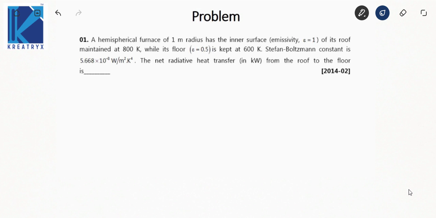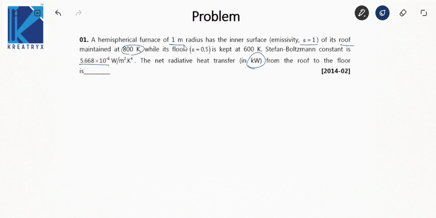Today I'm going to solve the previous year GATE problems from the chapter Radiation. The first question is: a hemispherical furnace of radius 1 meter has an inner surface. The roof has emissivity epsilon equal to 1 and temperature 800 Kelvin, and the floor's emissivity is 0.5 and it is kept at 600 Kelvin. Stefan-Boltzmann's constant is given as this, use this value only. The net radiative heat transfer in kilowatt.